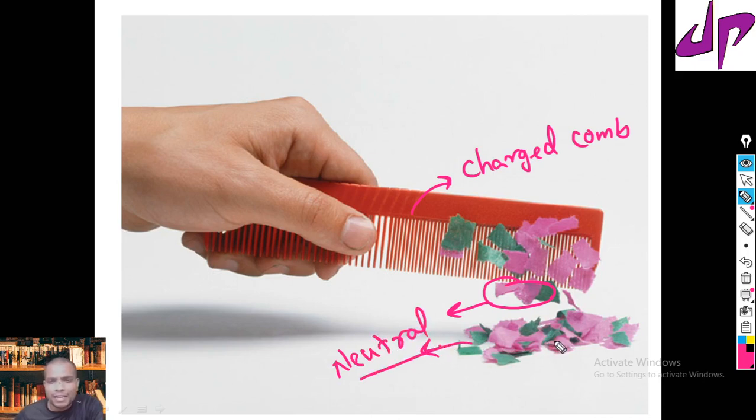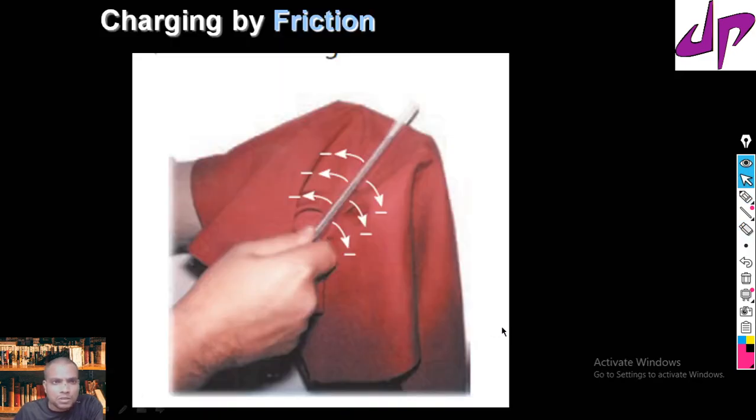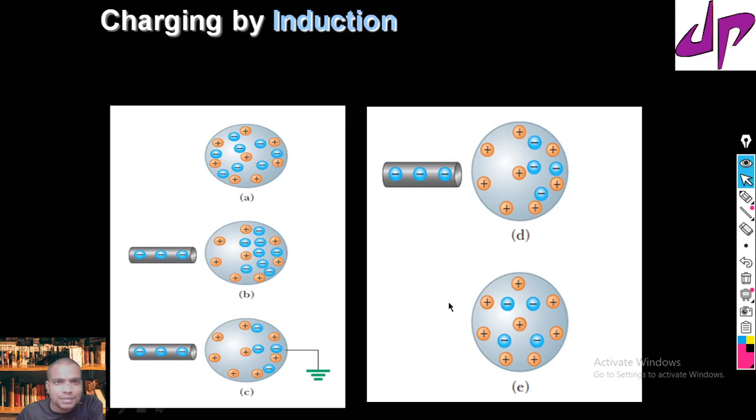So how does a neutral piece of paper, which is not a conductor but an insulator, get affected by this charge? To understand that, let me recall what charging methods we have learned so far. We learned about charging by friction. This is one of the methods we learned, and one more method is charging by induction.